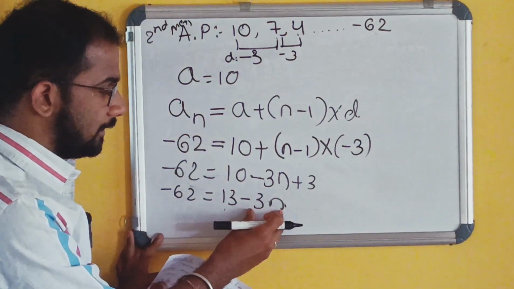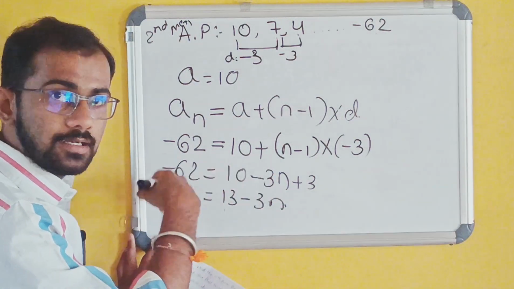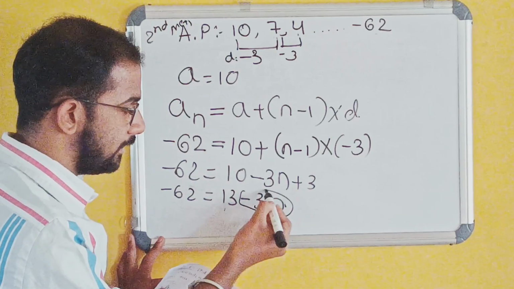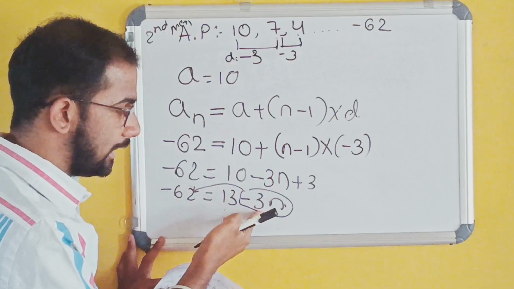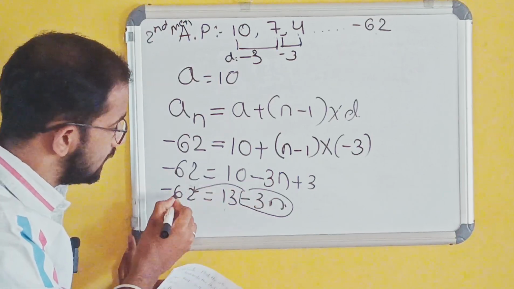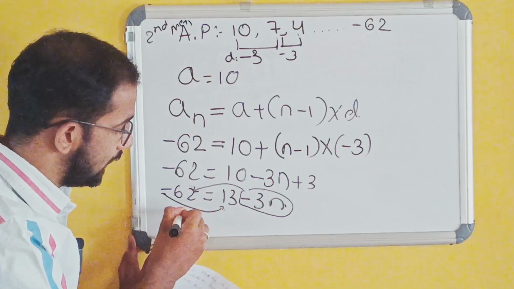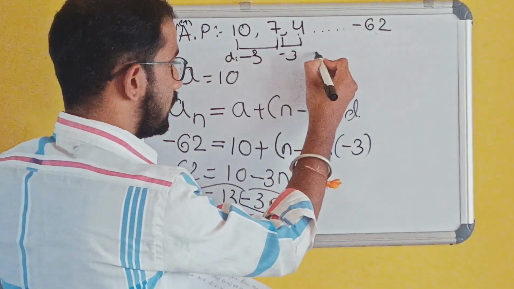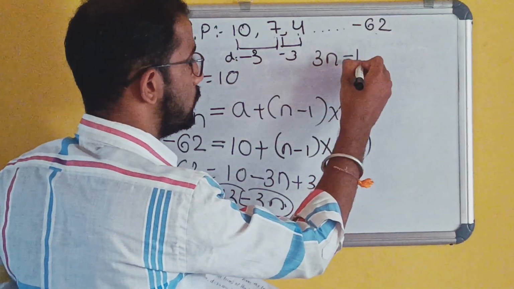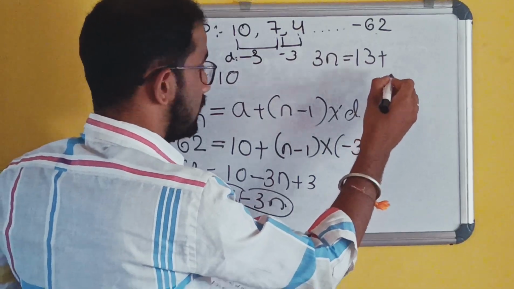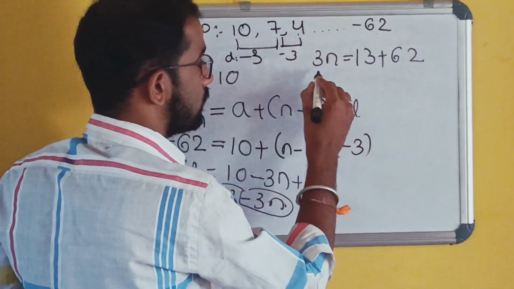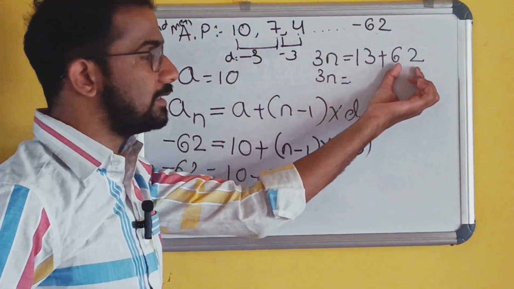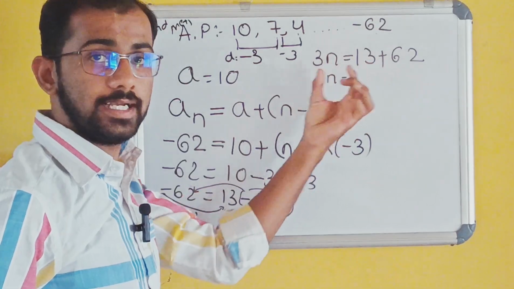If you shift all the negative signs to one side and positive to the other, what do we get? Shift this minus 3n to this side, it becomes plus 3n, and minus 62 to this side, it becomes plus 62. So 3n will be equal to 13 plus 62. What is 62 plus 13? That is 75.